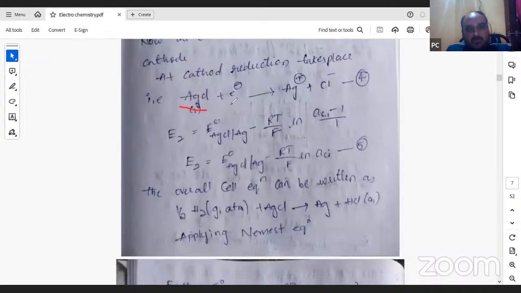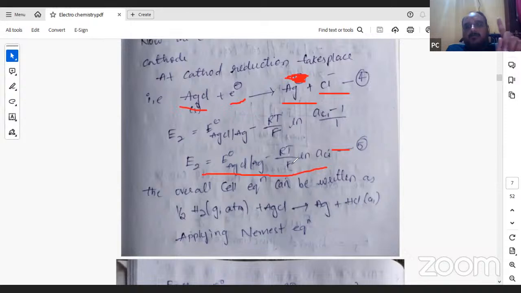The silver chloride, by absorbing that particular electron which is obtained from the hydrogen electrode, will be converted to silver and Cl minus, not silver plus, only silver plus Cl minus. Then applying the Nernst equation to this, we will get E2 is equal to E naught of AgCl by Ag minus RT by F ln activity of Cl minus. Therefore, E1 will be there and E2 will be there. Just combining both E1 and E2, we will get the overall EMF of this cell.